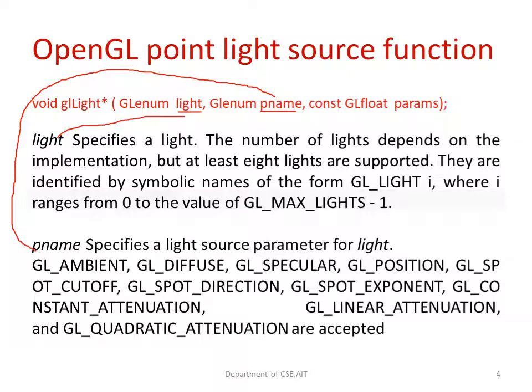Coming to the first parameter, the light, it specifies which light. In a scene we can have a maximum of 8 lights. So you can specify the light number by making use of the first parameter. If it is light number 1, it will be GL_LIGHT0. If it is light number 2, it will be GL_LIGHT1. Like this you can specify. The last light will be the 7th light. From 0 to 7, in total we have 8 lights.